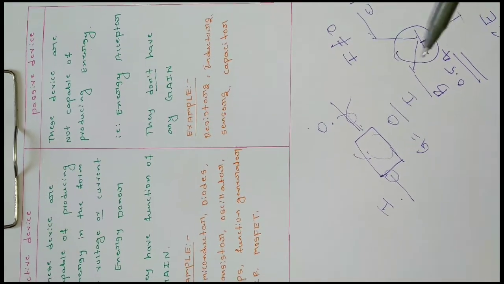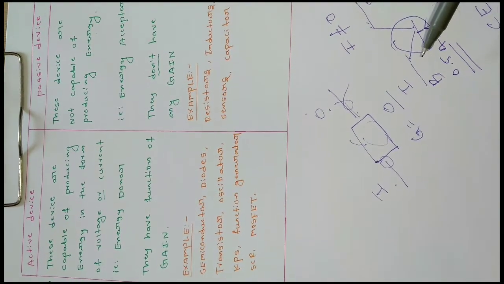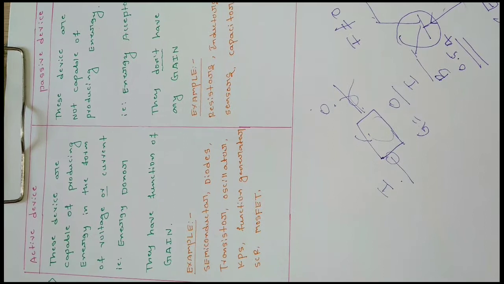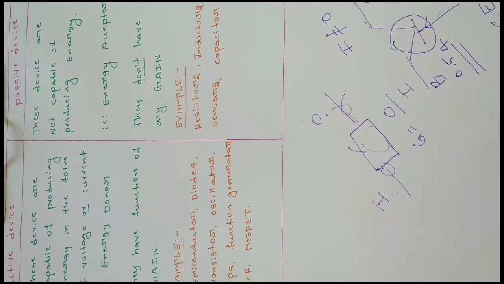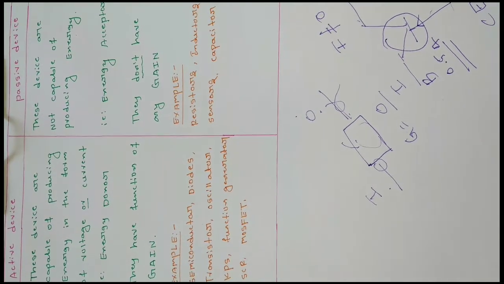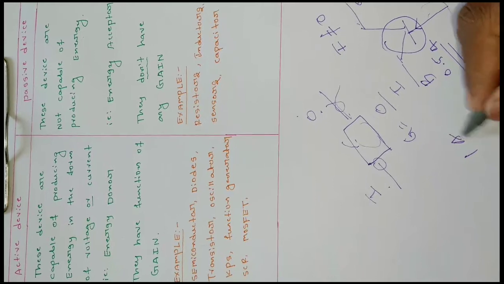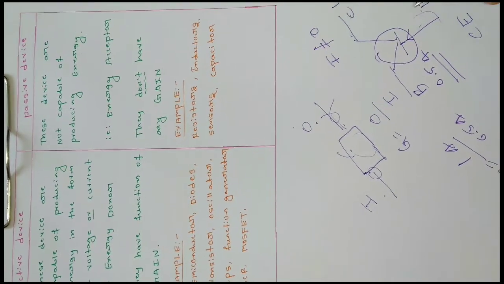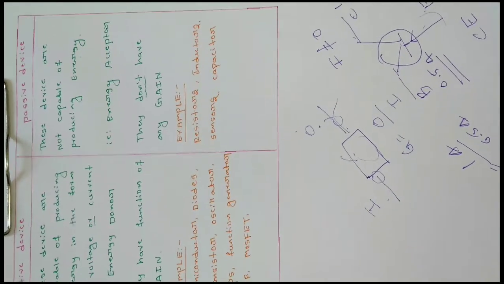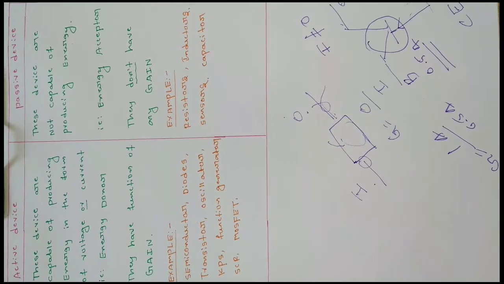So in this case, if you apply 0.5 amps of current to the base terminal, then we will get 1 ampere current as the output. It is basically amplifying the current. It is producing some current and giving it as the output. That's why it has a gain of 1 ampere by 0.5 ampere. This is the gain, as it is amplifying the current. It is called an active device because it generates the current and gives it as the output.